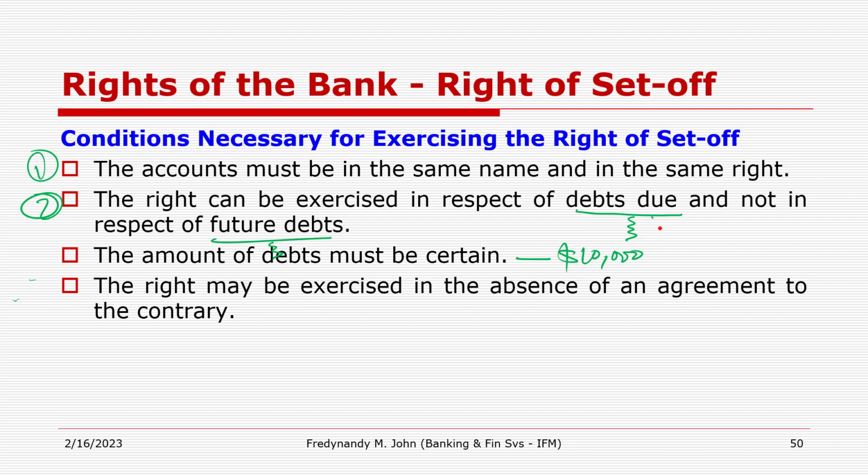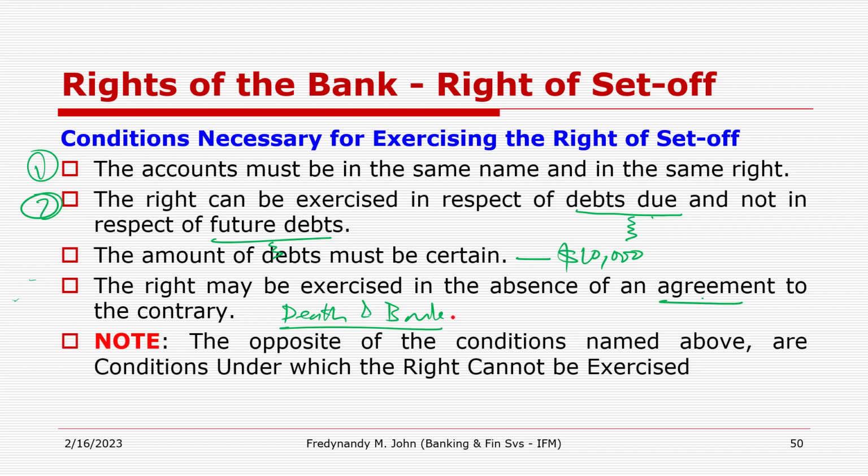The right of set-off may be exercised in the absence of any agreement. Remember, in some instances, set-off is required by law, like for instance, in case of death or bankruptcy of the company. Therefore, whether there is an agreement or not, the banker is required to set off. Now, the opposite of the conditions that I've just mentioned simply means the conditions under which a banker cannot exercise the right of set-off.